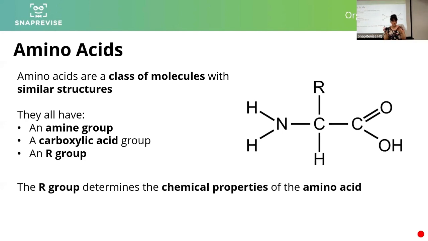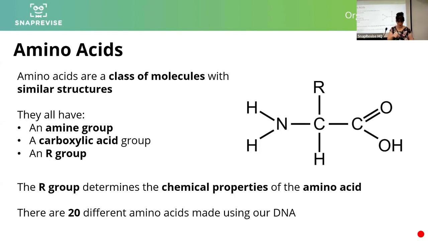You don't have to know any amino acid off by heart, but I would get comfortable with them in case they come up in an exam. But you shouldn't have to recall them from memory, you should just need to use them. There are 20 different amino acids, which are made using our DNA. And then there are hundreds more found in nature, some of which we do need to consume to make sure that we have got them in our bodies. But they're fascinating. They're lovely to find out more information about, if you are interested.